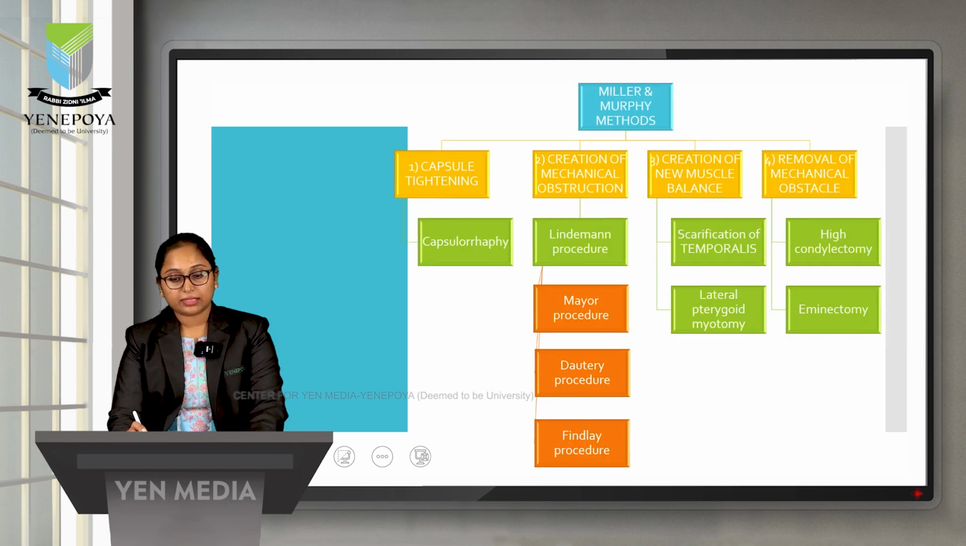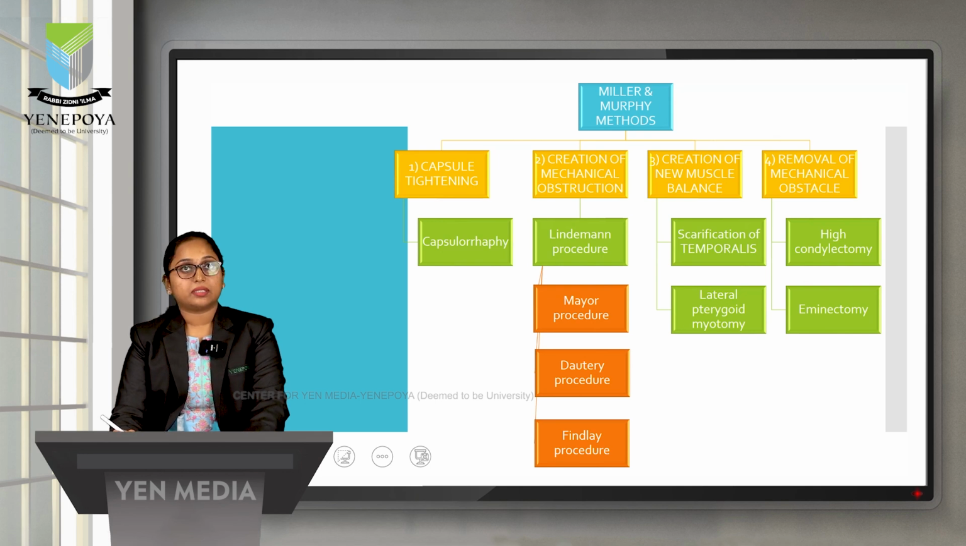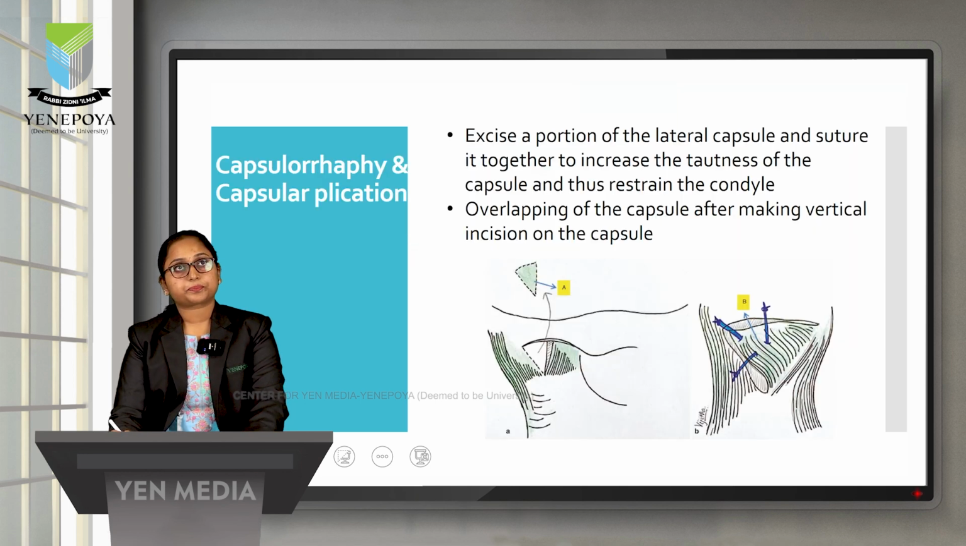So accordingly, there are 4 main subheadings under which all these management options come. First one is capsule tightening method, which is called capsulorrhaphy. Next one is creation of mechanical obstruction, and certain procedures were given by Lindemann, Mayer, Daughtry, and Finlay. And creation of new muscular balance, which is scarification of the temporalis muscle and lateral pterygoid myotomy, and removal of the mechanical obstacle, which is high condylectomy and eminectomy.